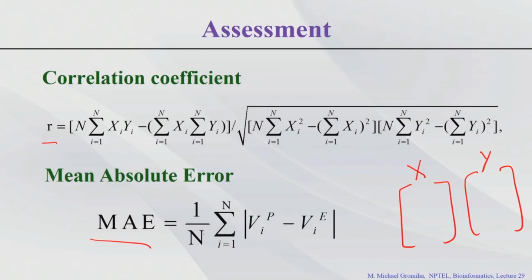So we can get it as 1 by n, sigma of the predicted minus experimental, take the absolute values, and take the average. Then we get the mean absolute error. So should the mean absolute error be high or low? Low. The correlation coefficient should be high. So if you get a good, high correlation and a low error, then you can say your method works fine.